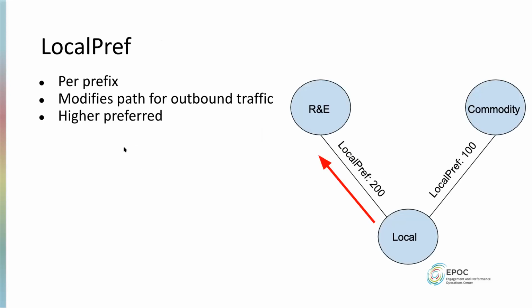So talking about local pref, it is a per prefix, per route kind of thing. You actually need to set it on each route that you care about modifying. It modifies outbound and the higher is preferred. Hopefully later in the hands-on tutorials, you'll see some of this.